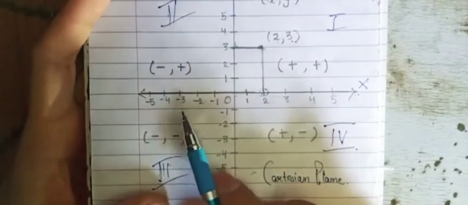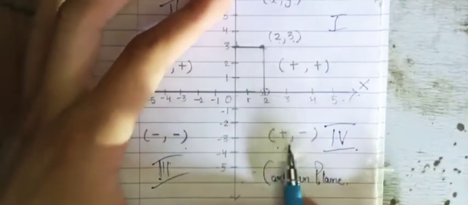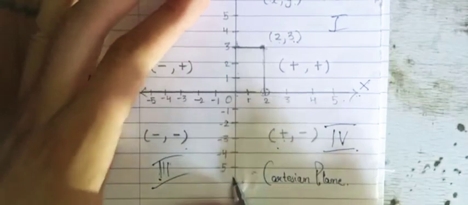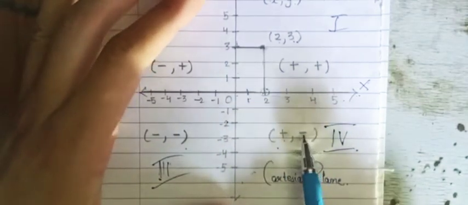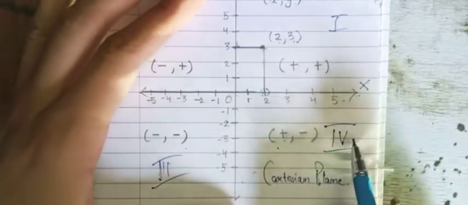You must be clear with the concept. In the third quadrant both the coordinates are negative, so here I have written minus, minus. In the fourth quadrant, the x-coordinate is positive and the y-coordinate is negative. The x-coordinate is positive, that is why I have written plus here, and the y-coordinate is negative, so plus, minus. So in the fourth quadrant x is positive and y is negative.